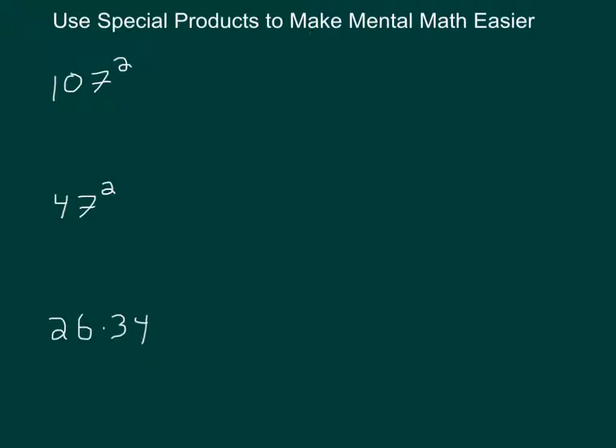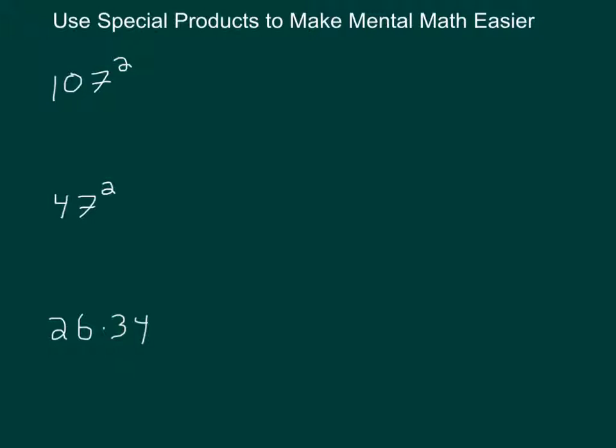While it may seem that these special products don't really have much benefit for us, one way that we can use them is to actually make mental math a little bit easier. Thinking about what I have here, I've got three problems, 107 squared, 47 squared, and 26 times 34, that all seem like kind of a pain to do out, especially without a calculator. But we can use these special products, if we think about it, to make it a lot easier to do.